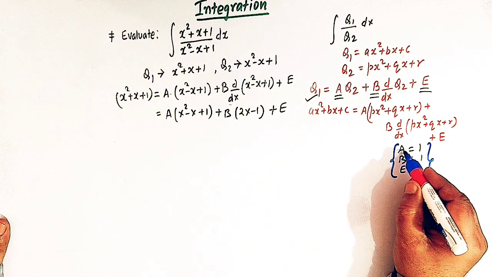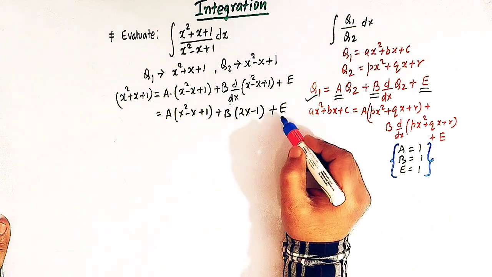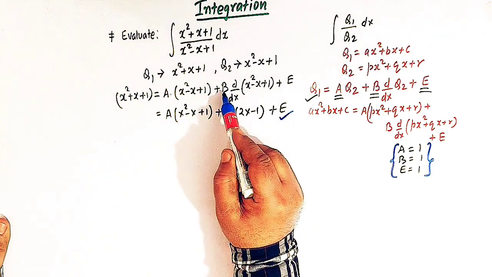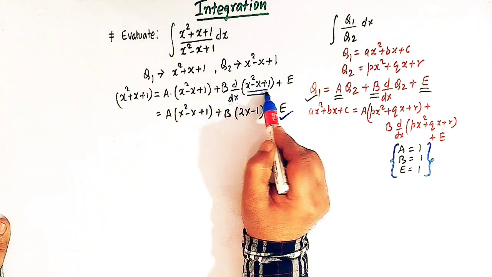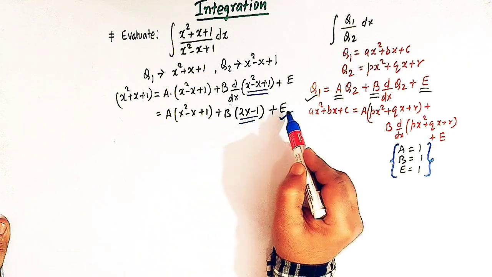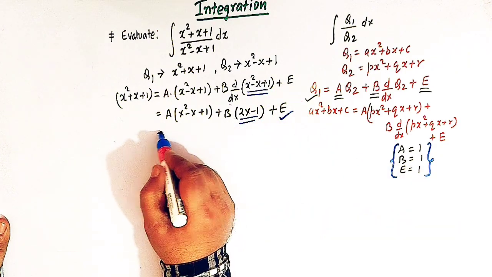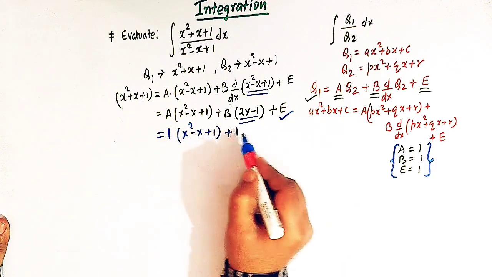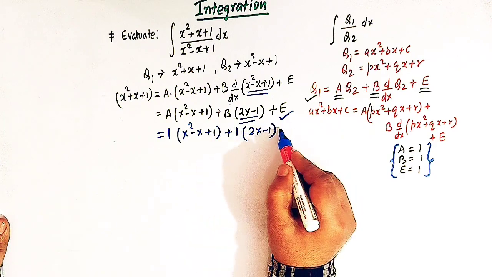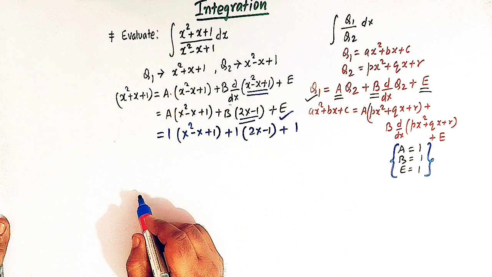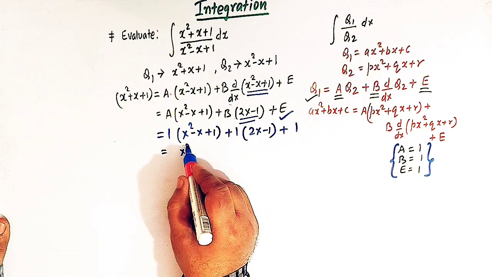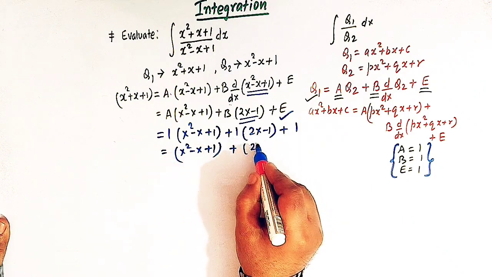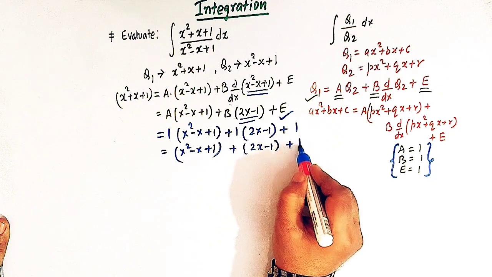So now taking these values of a, b, and e in this equation where we have a times x square minus x plus 1 plus b, and the derivative of this term is 2x minus 1 plus e, right? So we have 1, then we have x square minus x plus 1. Here also we have 1, that is 2x minus 1, and here we have 1, right? Okay, so now we can write it as simply x square minus x plus 1. And then the second term is simply 2x minus 1. And the third one is 1.